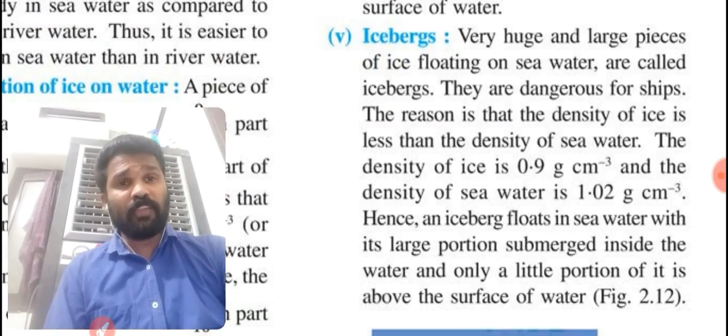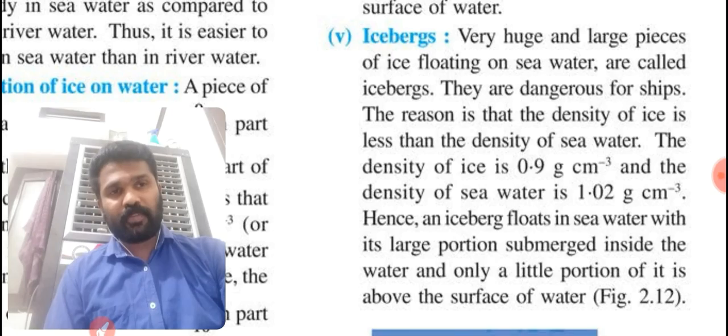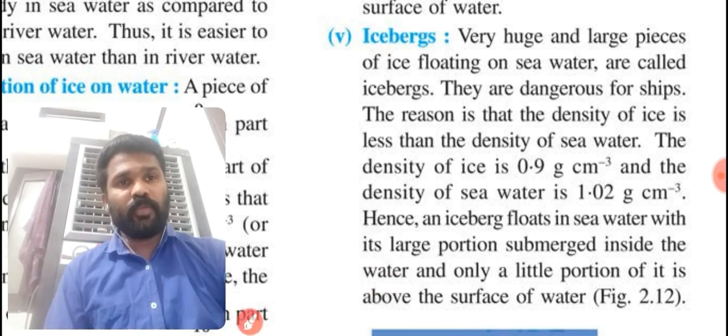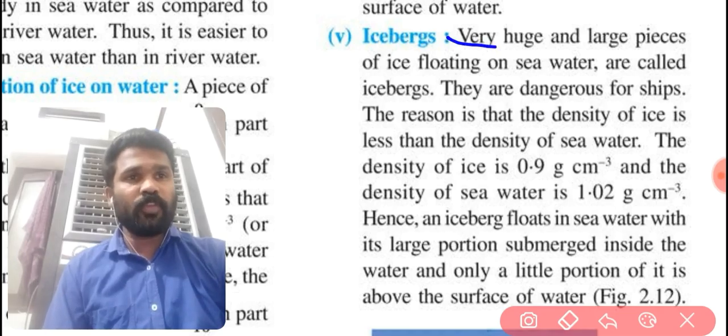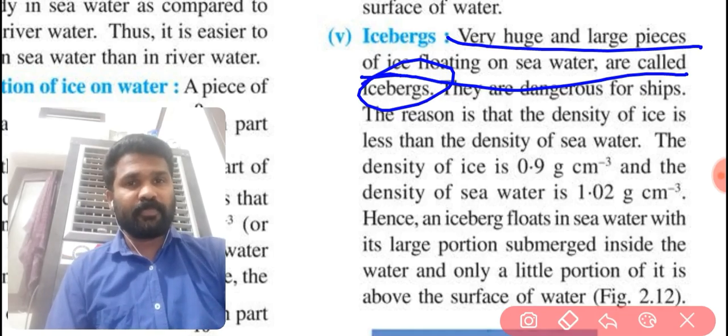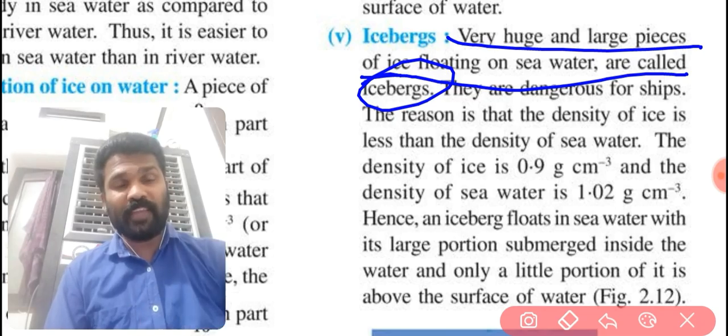Now, next one, icebergs. Very huge and large pieces of ice floating on seawater are called icebergs. They are dangerous for ships. The reason is that the density of ice is less than that of the seawater.